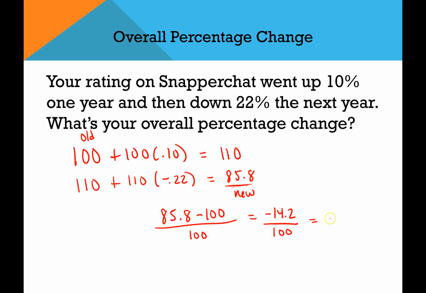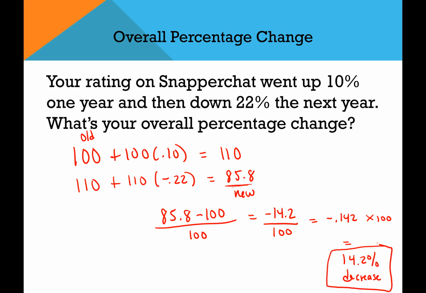Okay, that brings my decimal over 2. I get negative 0.142. And multiply by 100, and we get 14.2%, but this time a decrease, right, because of the negative right there. So it has gone down 14.2%.